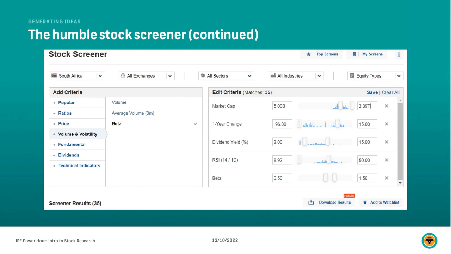1 year change. So I personally don't love it when a stock has already run hard. It doesn't mean that it's a bad buy. It just means that the easy money has already been made. So I would want a stock that has returned less than 15% over the last year, 15 being quite an arbitrary number. I mean, you can decide where your comfort level is, but yeah, 15% is my arbitrary number.